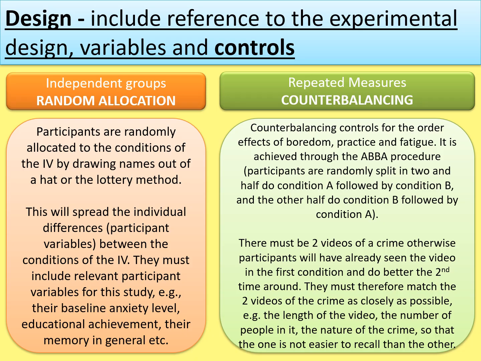The other control for this particular study is that there must be 2 videos of a crime, otherwise participants will already have seen the video in the first condition and do better the second time around. So they must therefore match the 2 videos of the crime as closely as possible. For example, the length of the video, the number of people in it, the nature of the crime, so that one is not easier to recall than the other. And so with repeated measures, counterbalancing is the one that you have to talk about. But in this particular study, because it's looking at a video of a violent crime, you also have to talk about those 2 videos being matched to control for practice.